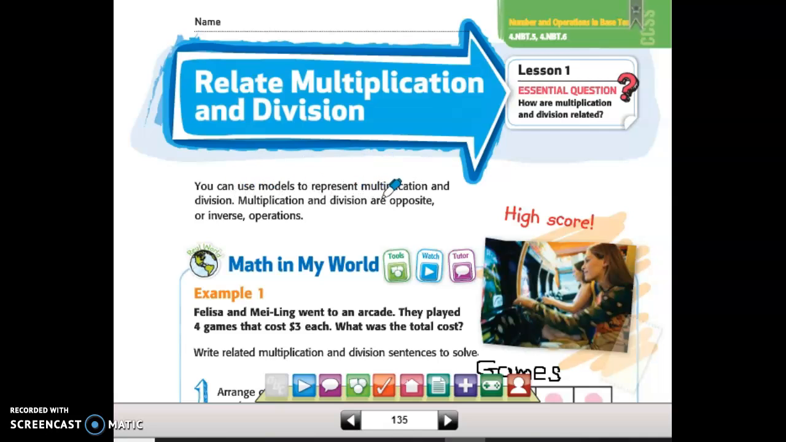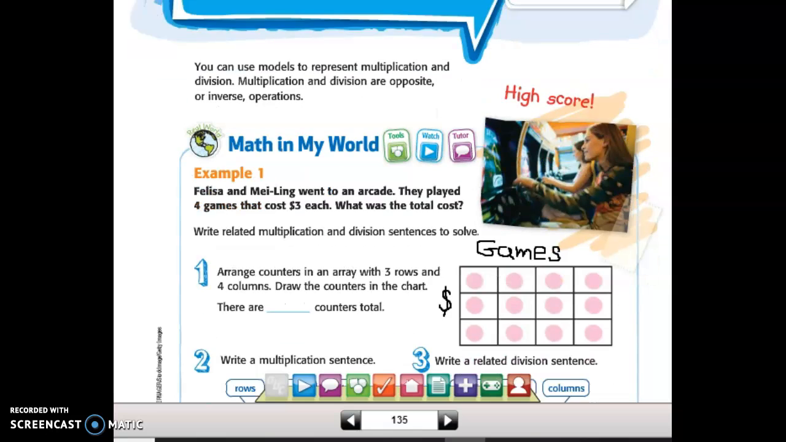Multiplication and division are opposite or inverse operations. So you can use them to check each other. You can use multiplication to check your division, and the reverse. You can use division to check multiplication. So example 1.